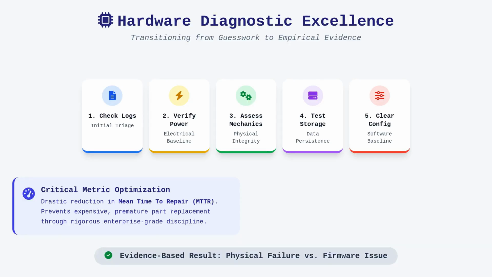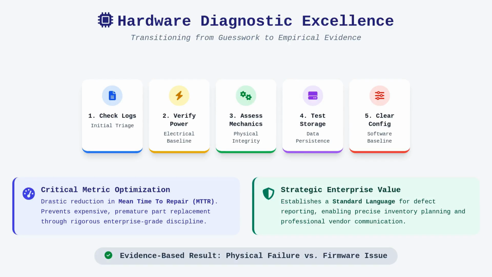This evidence-based approach is what allows you to confidently categorize a fault as a terminal physical failure rather than a manageable firmware or network issue. By adopting this mindset, you ensure that every technician in the field is using a standard language for defect reporting, which is invaluable for long-term inventory planning and vendor communication. The reliability of your critical security assets relies on this discipline, ensuring that you can restore vital surveillance capabilities with the efficiency that mission-critical systems demand.